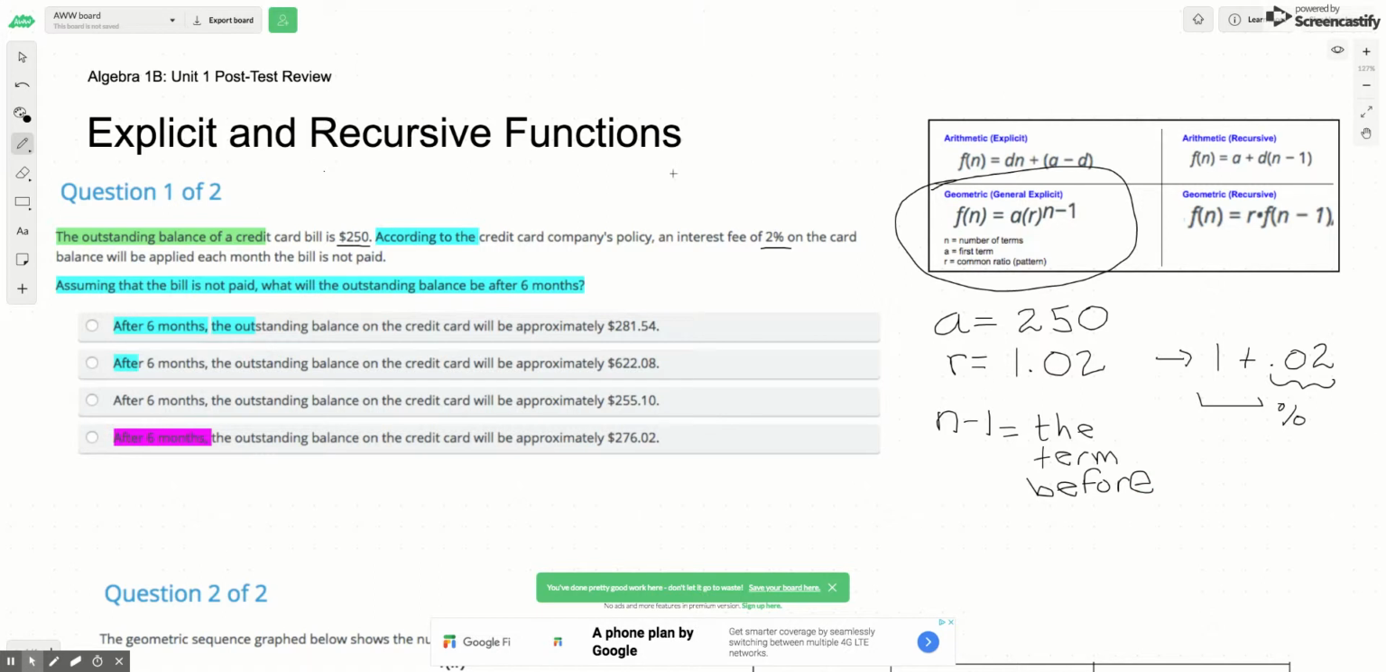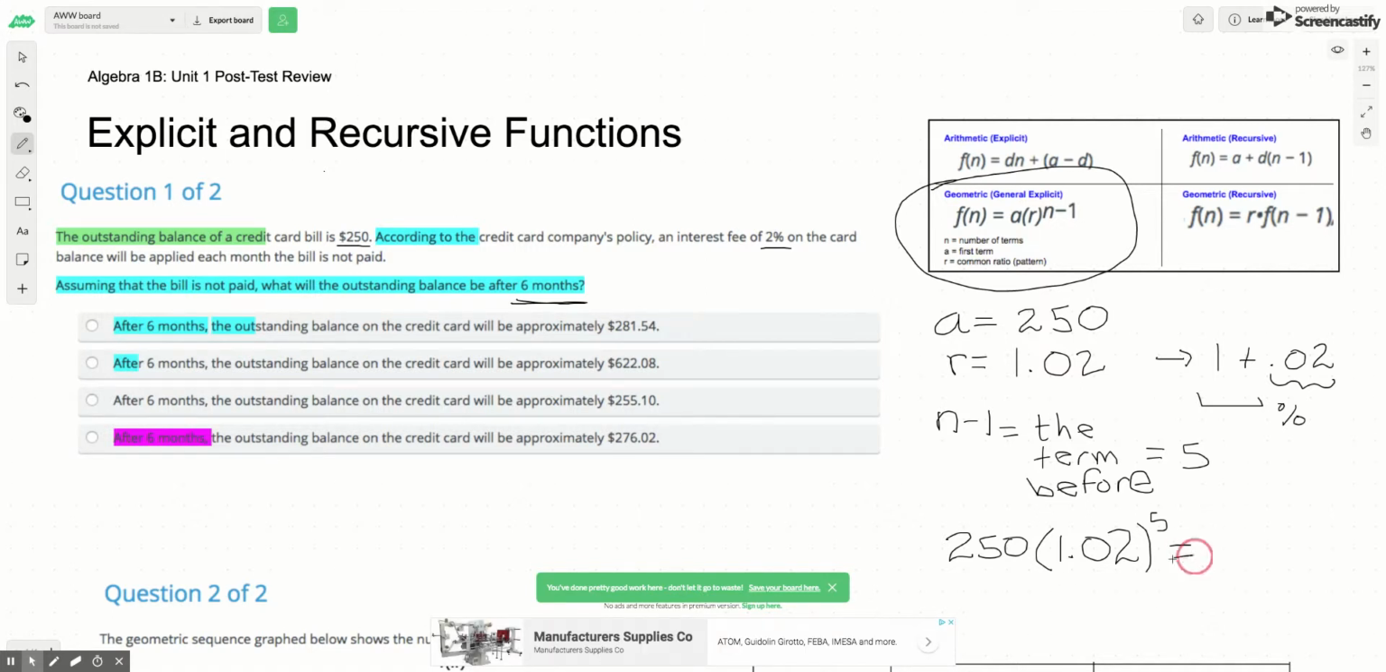Now we want to know the bill after 6 months. The number before 6 is 5. So now we're going to plug it in. We're going to multiply 250 times 1.02 to the power of 5. When you plug this into the calculator, make sure that you don't forget the parentheses. Otherwise, you're going to get a funky answer. And when you do this, you're going to get about $276.02, which is this answer right here.